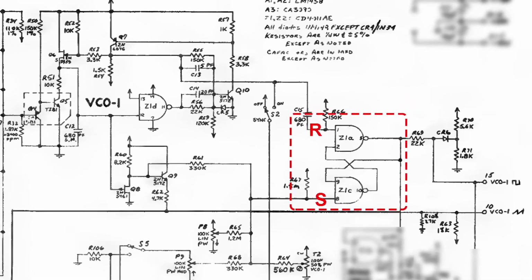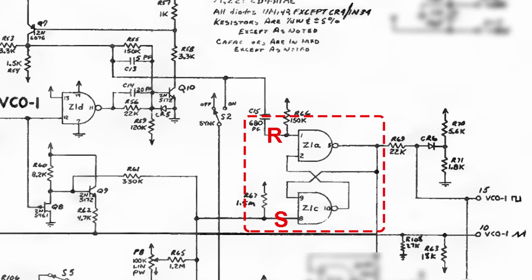Z1A and Z1C form an SR latch. This is a digital circuit where there is a set and reset input. Set raises the output from 0 to 1, and reset sets the output back to 0. Pin 1 is the reset input, and pin 8 is the set input.